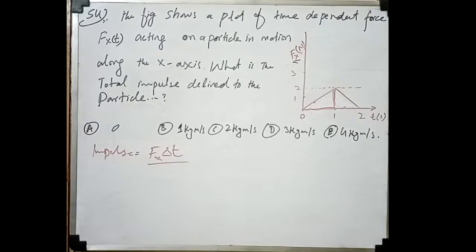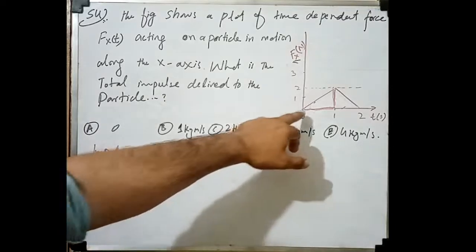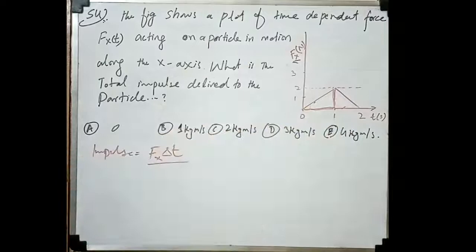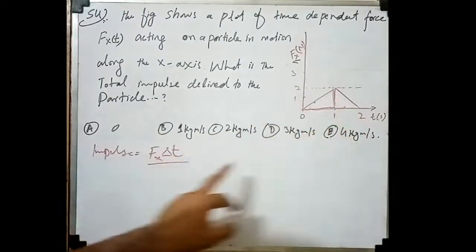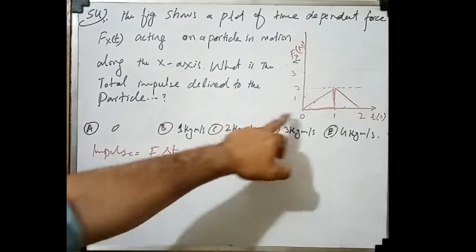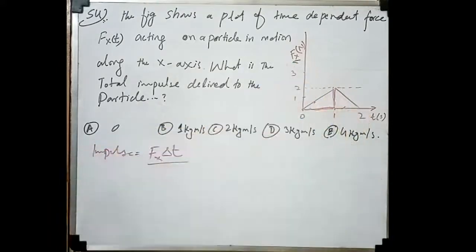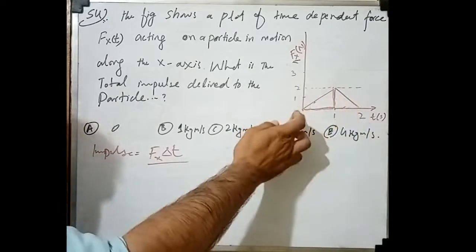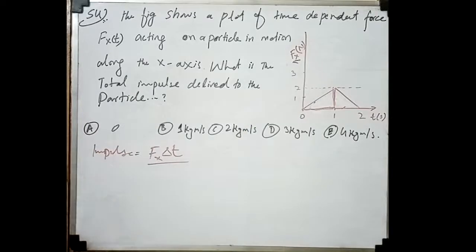We can see from the graph that we have time on the x-axis and force on the y-axis, so their product is equal to impulse. The product of the x-axis and y-axis gives us the total area under the curve. So the area under the curve will be equal to the impulse delivered to the particle in time t seconds. The total time is 2 seconds, and the maximum force acting on the particle is also 2.